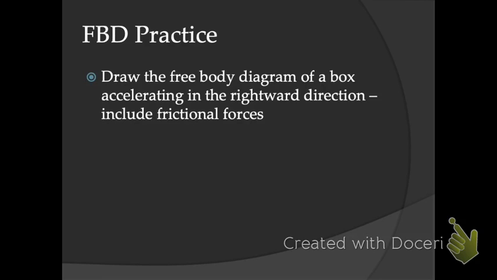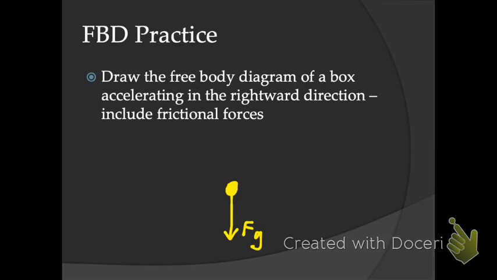Draw the free body diagram of a box accelerating in the rightward direction. Include frictional forces. So that's kind of just the idea we were talking about. So let's draw our free body diagram here. We start with a dot, right? This is our object. First thing I want you to think about, what's always included? Gravity, right? Because this thing is not on the moon. It's got to be on Earth somewhere. And it says it's accelerating to the right. So it's got to be sitting on something. It can't be suspended in the air.